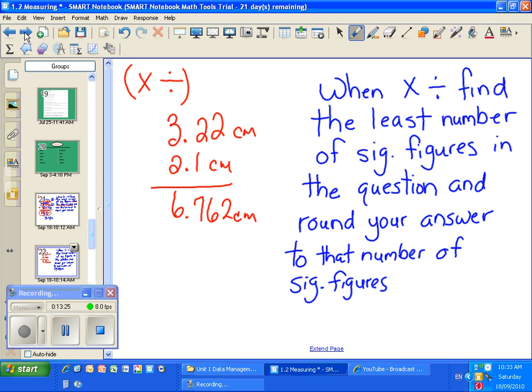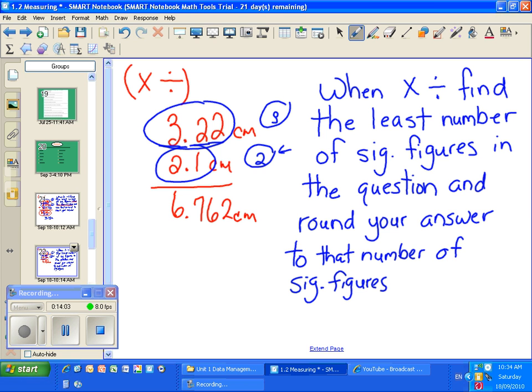Now, that's adding and subtracting. This time when we're multiplying and dividing, we're going to find the least number of significant digits in the entire question, not just after the decimal, but the ones in the entire question, and round your answer to that number of significant figures. So in this first part, there are 1, 2, 3 significant figures. Next one, there are 1, 2 significant figures. We choose the least amount, so 2, of course, is the least. Now, we use our calculator. The answer is going to be 6.762.